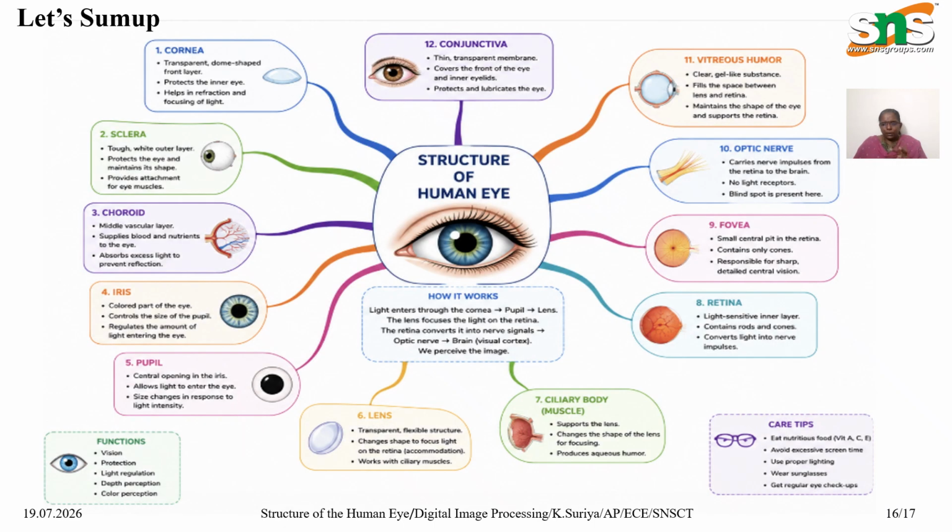To summarize, the human eye consists of several specialized structures, including the cornea, sclera, choroid, iris, pupil, lens, retina, cones, rods, fovea, and optic nerve. Together, these components capture, focus, and process light, enabling us to perceive the world around us. Understanding the structure and functioning of the human eye provides the basis for studying image acquisition, image enhancement, and computer vision in digital image processing.